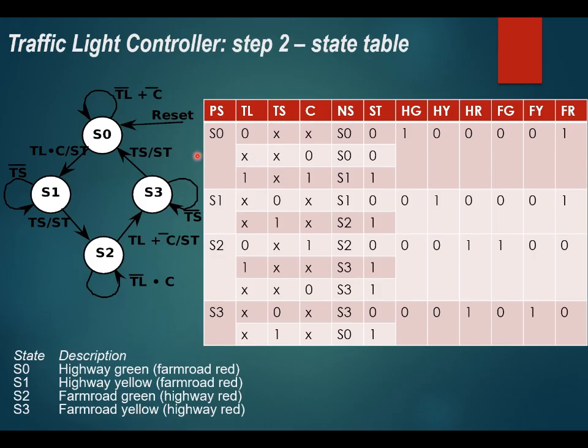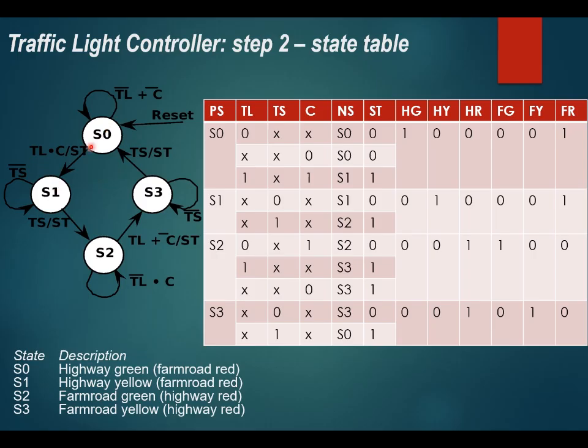As I mentioned just now, S0 will stay as S0 when either TL equals 0 or C equals 0. So for the first row you can put 0 and the others don't care. The next state is S0 and the start timer signal is 0, and the lights, as mentioned, are highway green and farm road red. The second situation is when C is 0, and the others don't care. So you fill up the next state and output.